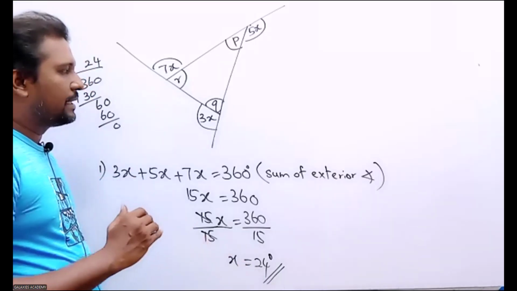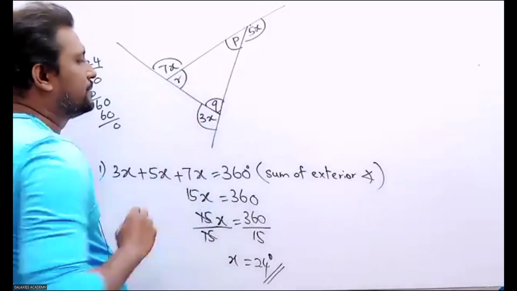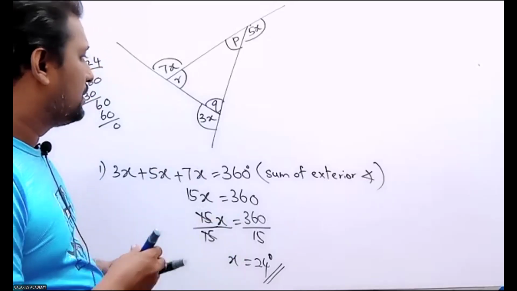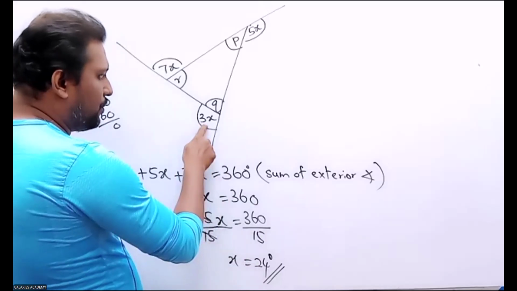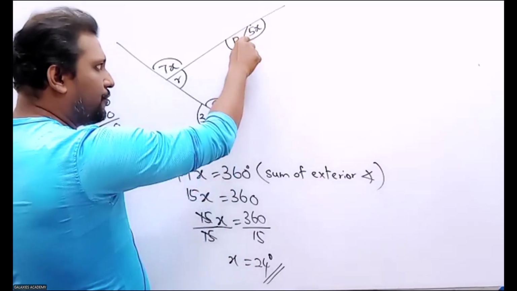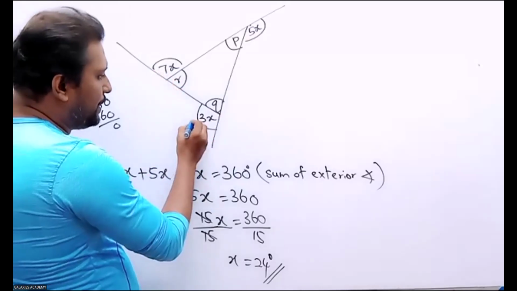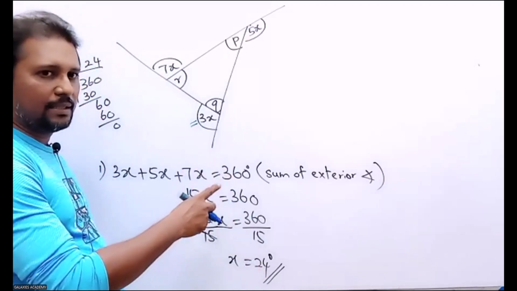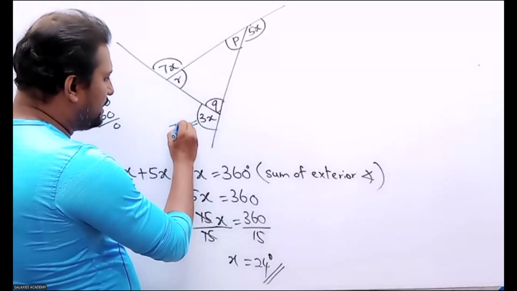Then the second part: find the value of PQR. Before we find PQR, first we have to find, if x equals 24, what is the value of 3x? What is the value of 5x? What is the value of 7x? 3x should be 24 multiplied by 3. 3 multiply 24, what is the answer? 72.